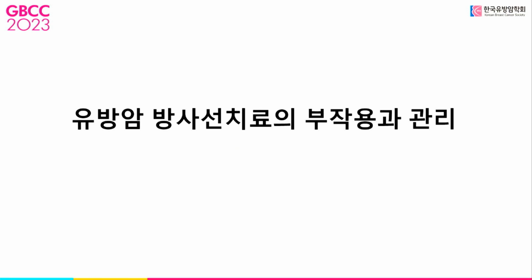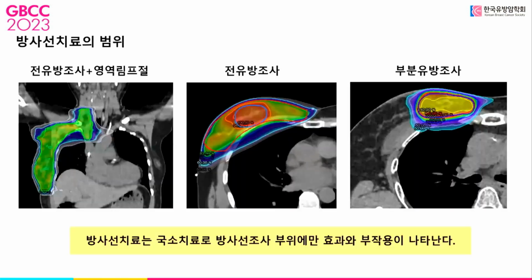Let me now go over the side effects and the management of the radiotherapy in breast cancer patients. There are 3 different scope or coverage of radiotherapy. Patients with lymph node metastases generally receive radiotherapy not only on the breast but also the axillary lymph node and the supraclavicular lymph node. Those without lymph node metastases will have the whole breast irradiation only, and those in their very early stages will receive the radiation only around their surgical site, which is called partial breast radiotherapy.